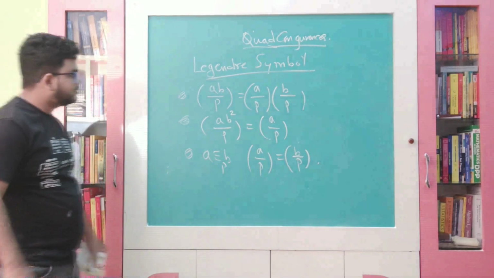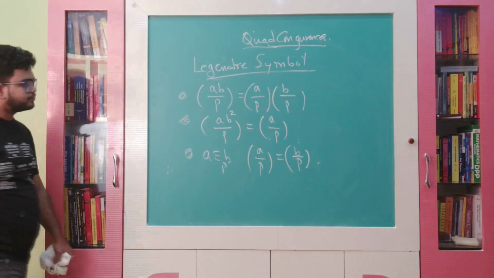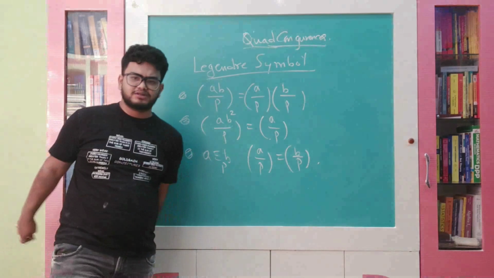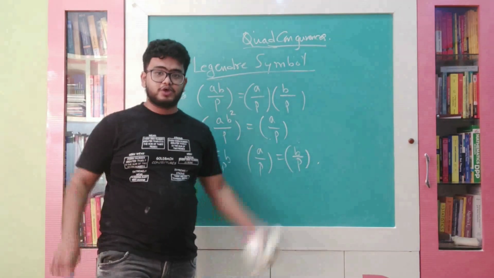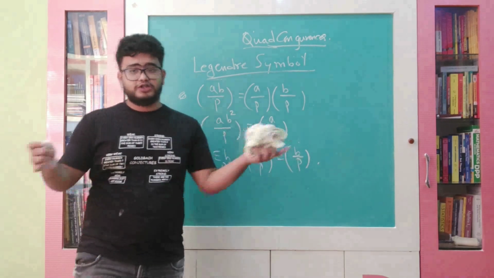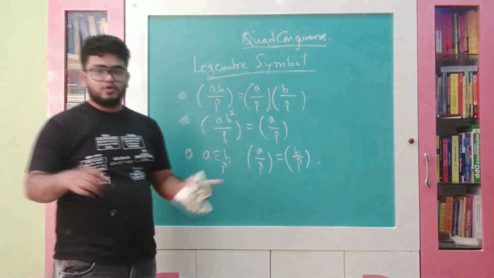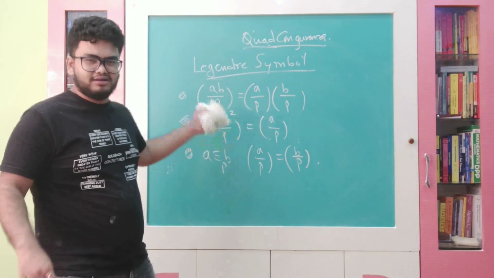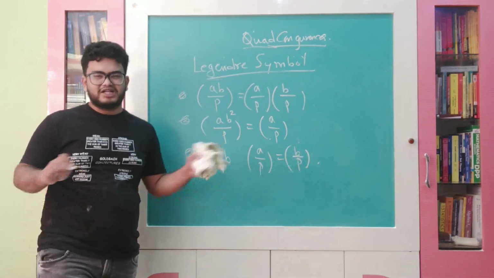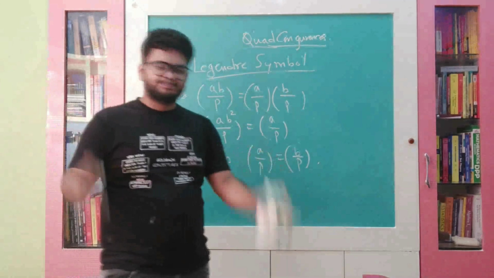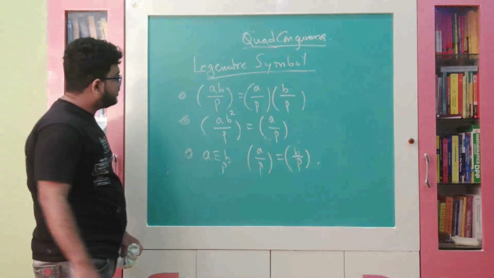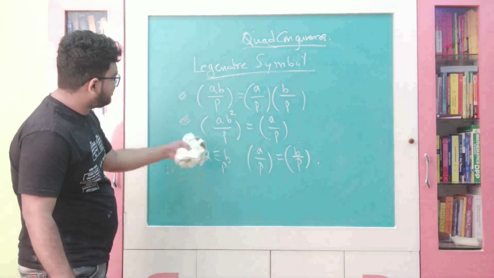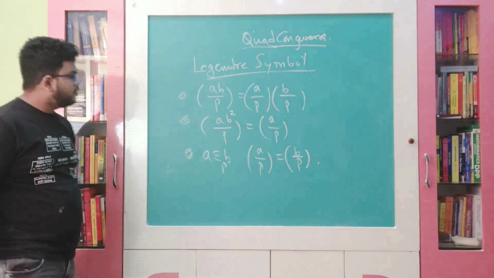Okay, this is the Legendre symbol, and there are many theorems regarding this. It's not possible to tell you all the theorems or record lectures for all of them. It will take too much time. So to reduce the time, I am just explaining the symbols and the idea. That's it. Not much.